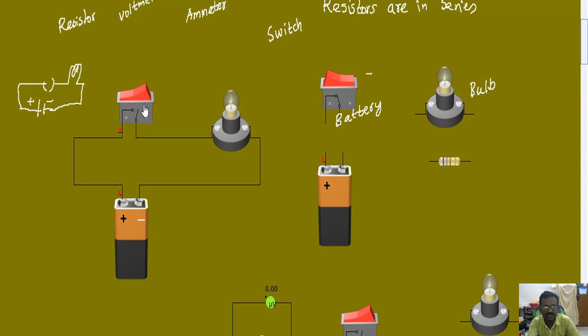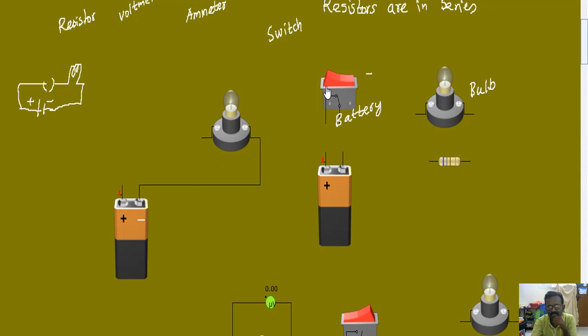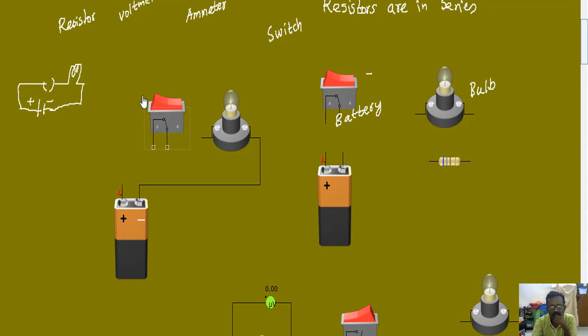Now I remove the switch and put in a direct connection. The bulb will always glow. We cannot switch off the bulb. So what do we need? We need a switch.